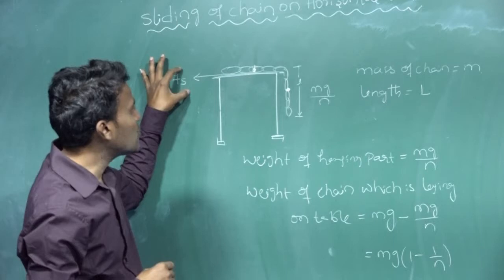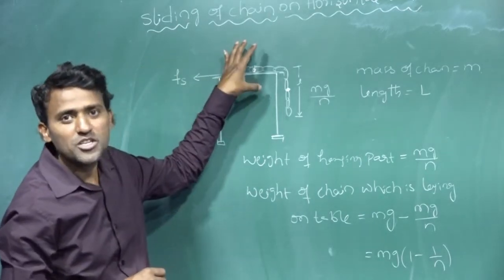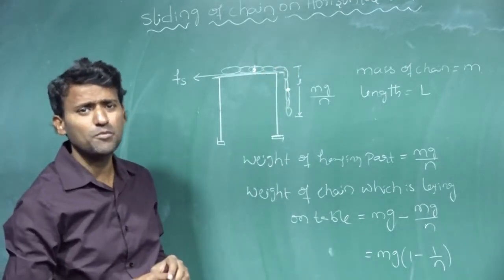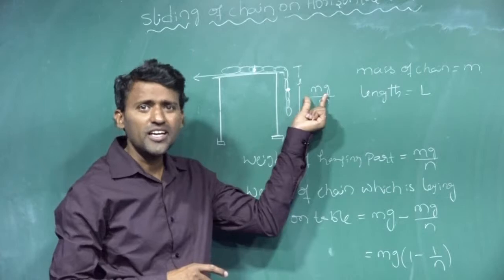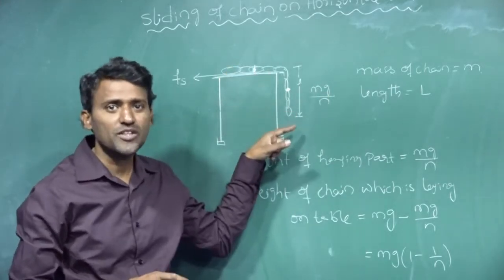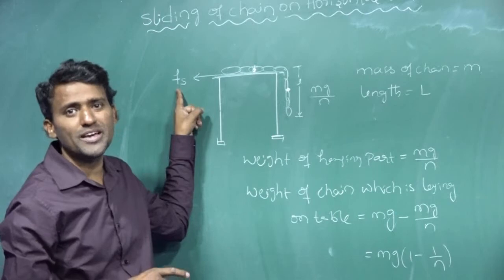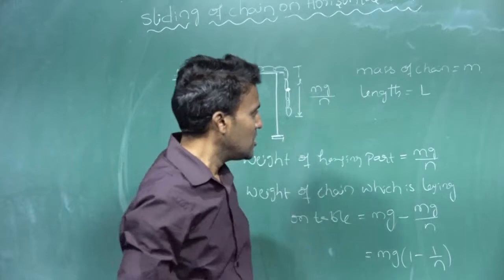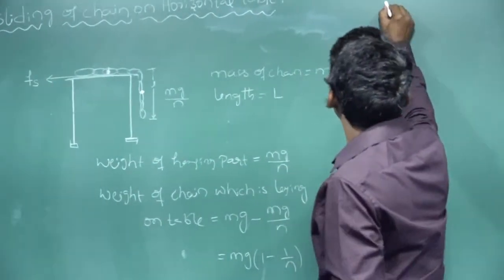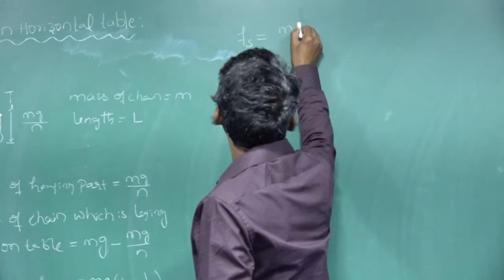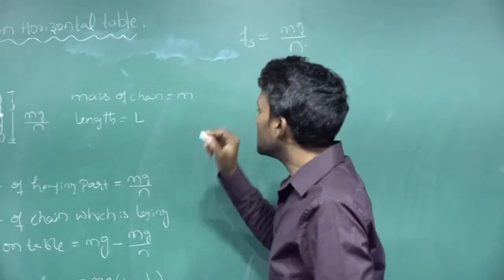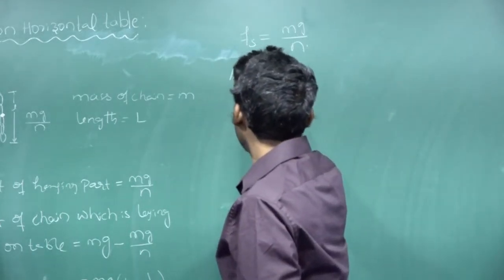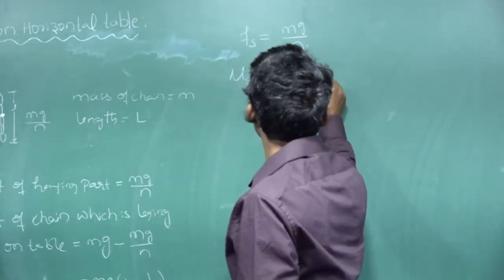So the static frictional force is balanced by the weight of the hanging part. Because of this weight only, the chain is ready to slide. So that's why the frictional force is balanced by the weight of the hanging part of the chain. I am writing the equation: static frictional force is equal to mg divided by n. Now what is the static frictional force formula? Mu s into N. That is equal to mg divided by n.